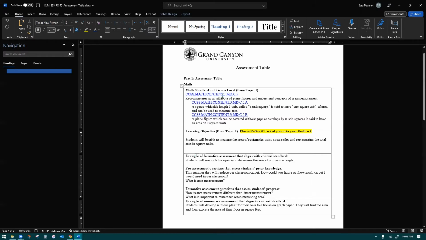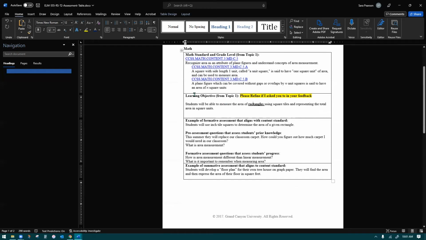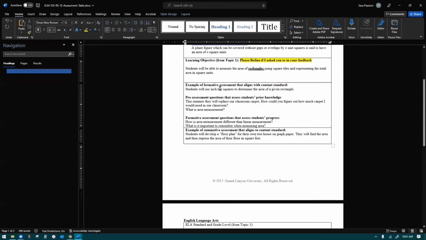All right, so now let's get into, from topic 1, now we need to give an example of a formative assessment that aligns to my content standard. So formative assessments are those during-instruction assessments. Are they getting it? Do I need to teach it again? Do I need to show them a different way? These inform your instruction, and that's why we call it formative, because it informs you on what your next steps are as a teacher so that students actually learn the concept.